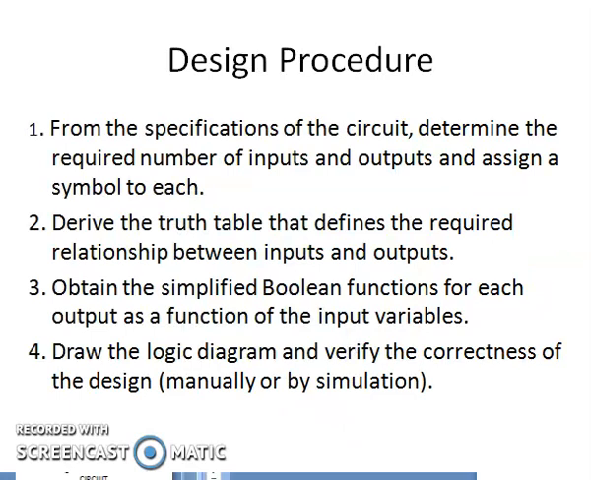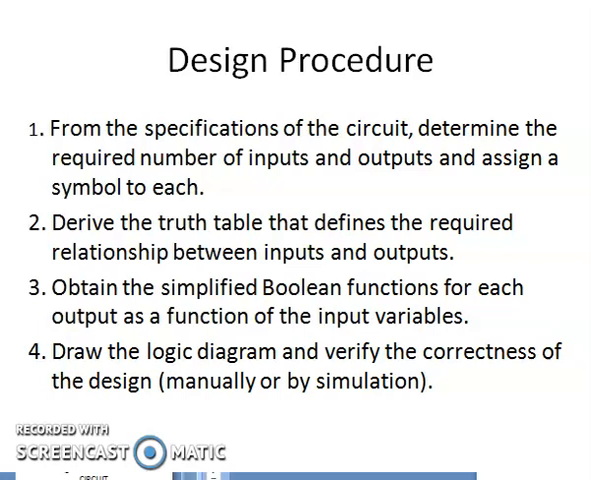Now, how to design a combinational circuit? So, we need to follow certain steps to design a combinational circuit, which is called as design procedure. The first step is, from the specifications of the circuit, we need to find out the number of the inputs and the outputs and assign a symbol to each input and the output.